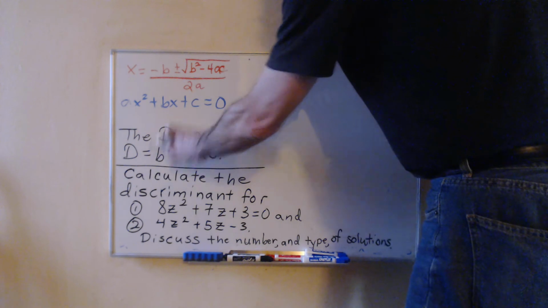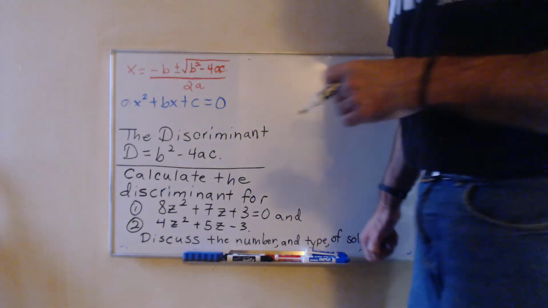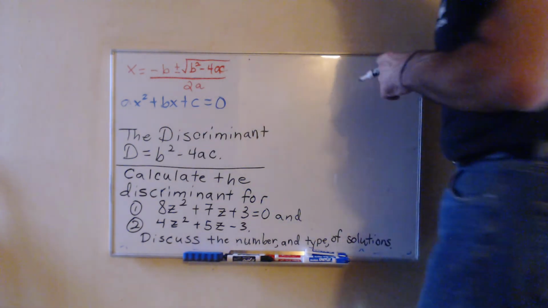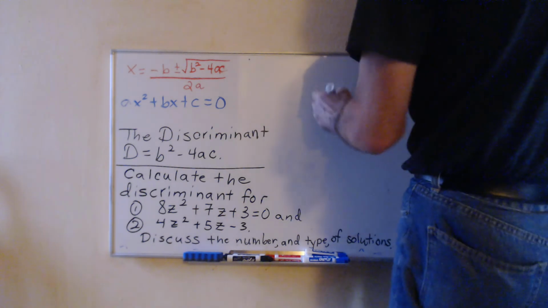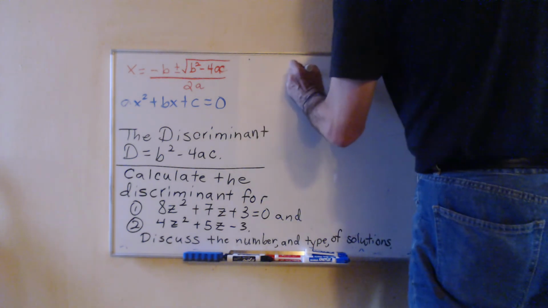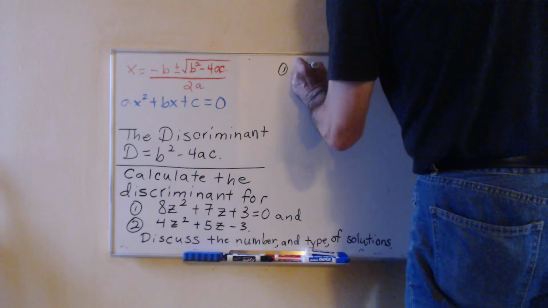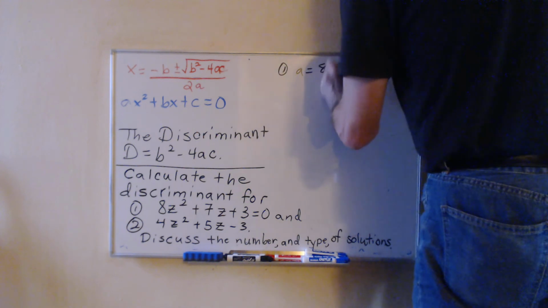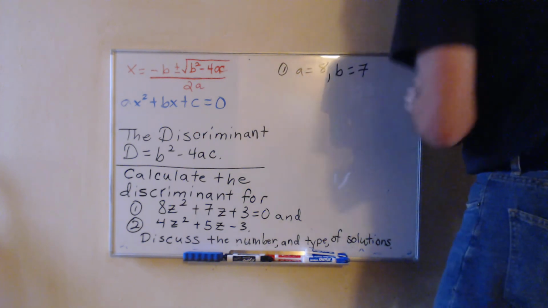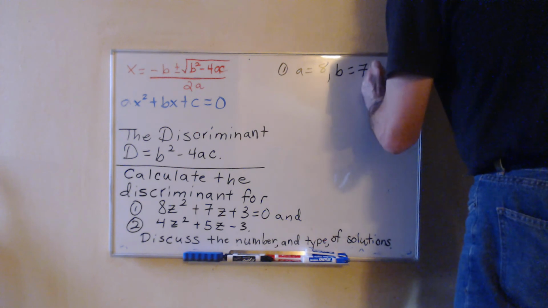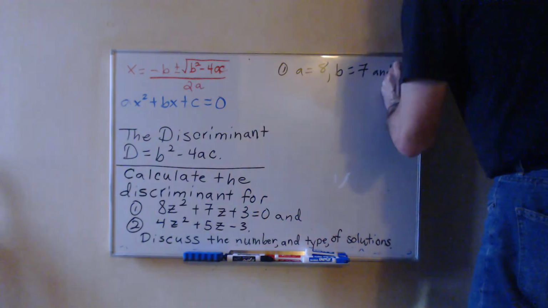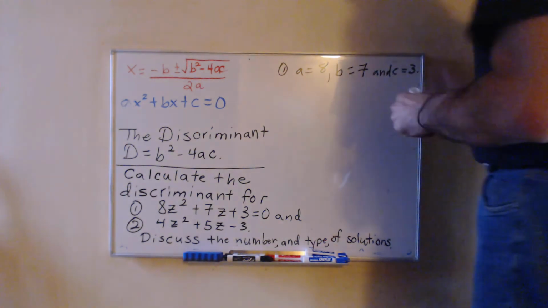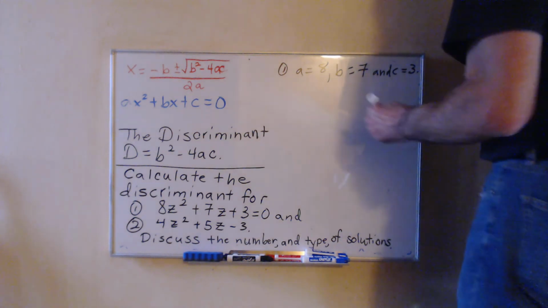The discriminant is what's under the square root. You are not taking the square root itself. In that first example, A is 8, B is 7, and C is 3. We're just calculating the part that's under the square root.